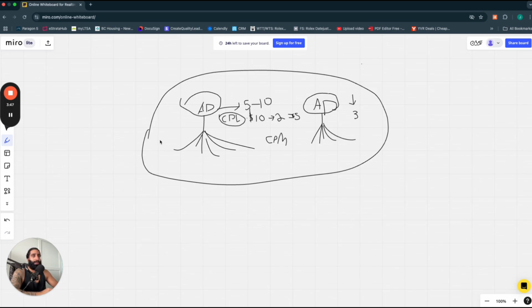You can also split test different backgrounds. You can split test different colors. So there's a whole lot of different ways that you can go about split testing, but that's essentially what number 1 is. Now, moving on to number 2 is having a proper lead form set up.